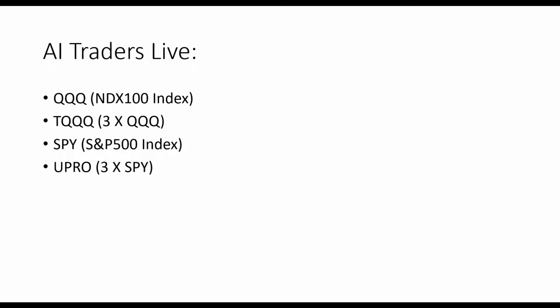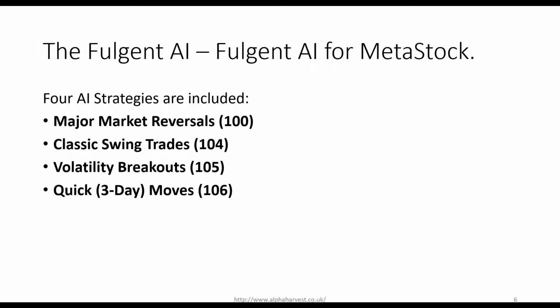In addition to the QQQ and the SPDR ETFs, we'll be looking at the 3 times leveraged ETF, the TQQQ, as well as the 3 times leveraged ETF of the SPDR ETF, the UPRO. We use 4 artificial intelligence engines: major market reversals, classic swing trades, volatility breakouts, and quick 3-day moves. Now, these 4 strategies cater for different time frames. Whether you're a swing trader or a position trader, each one of these can offer you trading opportunities.